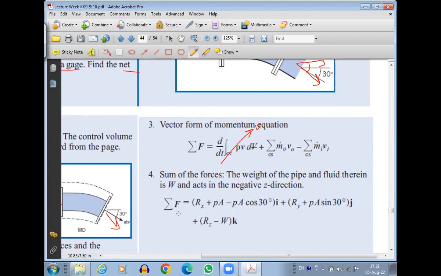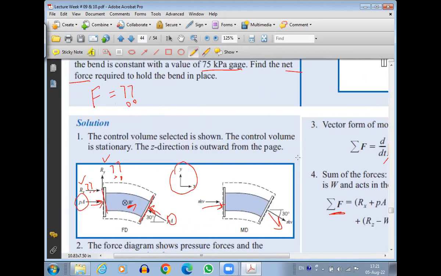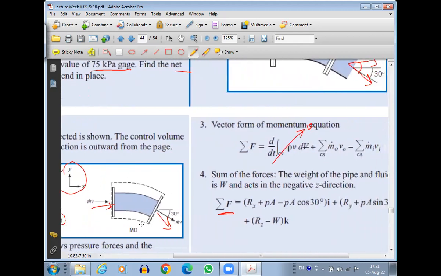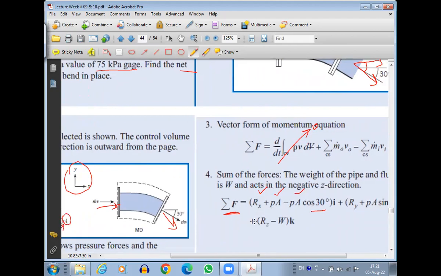If we are talking about summation F, it will have X, Y, and Z components. So let's talk about the X component. In the X component, we'll have Rx. This is one force. Then we will have PA, which is also in the X direction. Then we will have this other PA, and it will have a component in the X direction, meaning cos 30 will be in the X direction, but in the negative X direction. Okay. So we'll have three forces here: Rx plus PA minus PA cos 30. Okay. So these will be the three in the X direction.